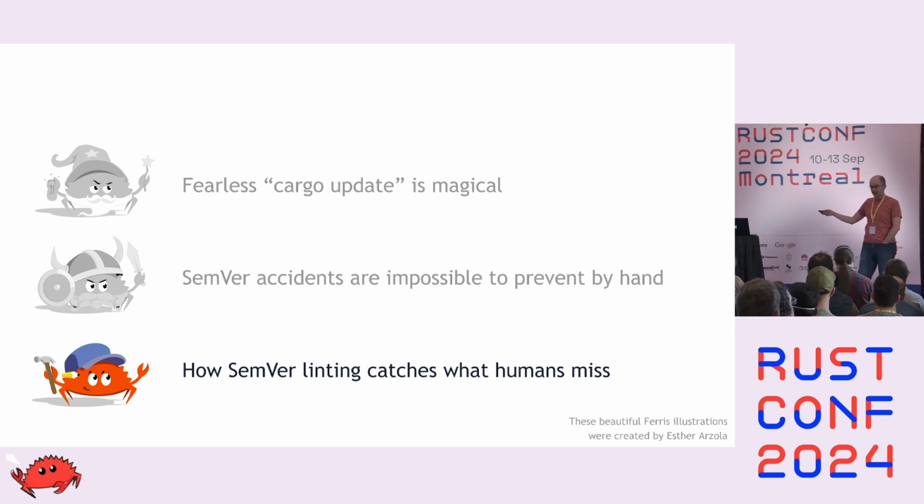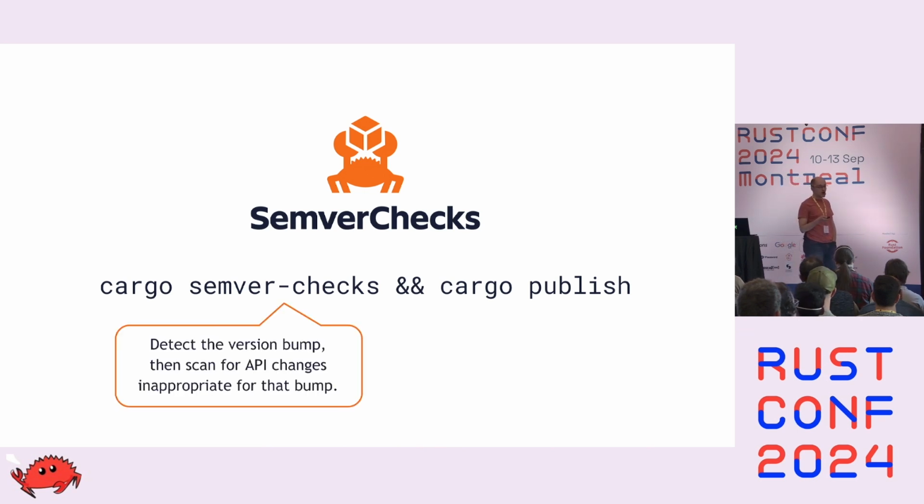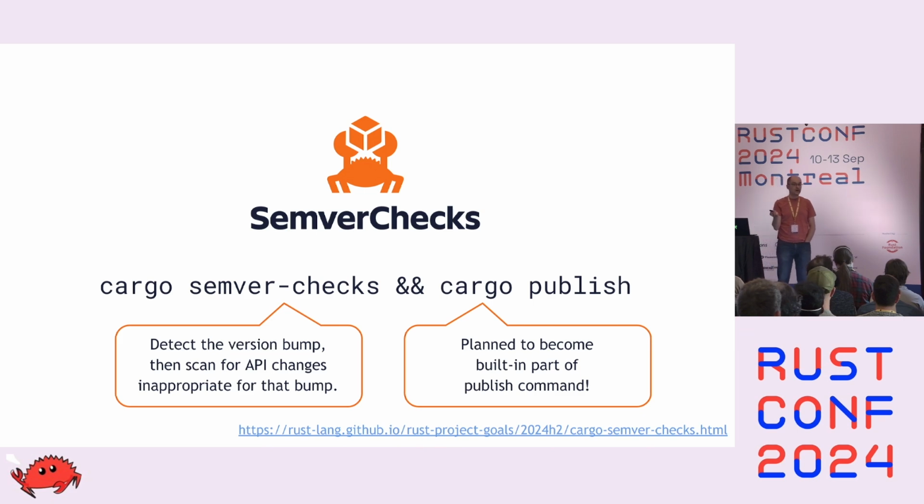The solution is cargo-semver-checks. Here's how it works. You run cargo-semver-checks, and then you publish. It's a two-step process. Cargo-semver-checks is designed to not have false positives. Any false positive that exists is a bug. So it's intended to be used right in front of cargo publish very easily. It will automatically detect the version bump that you're making, and it will scan for API changes that are inappropriate for that bump. And it's actually planned to become a first-party part of the cargo publish command itself, so that one day when you run cargo publish, cargo-semver-checks will be right there with you. This is actually an explicit project goal, and I'm thrilled to be able to contribute toward it.